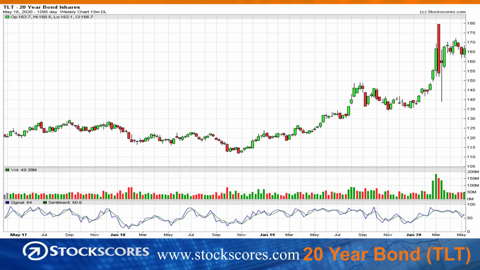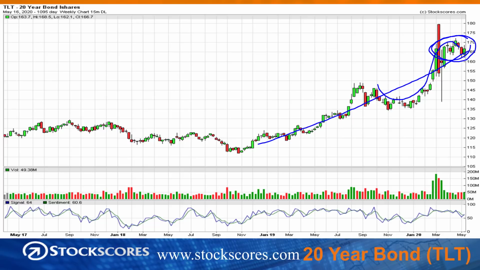Interest rates. Here we have the Treasury bond ETF, the 20-year bond iShares. I like to use this as a proxy for interest rates. If this is going up, interest rates are going down. You can see that there is generally an upward trend with lots of volatility, and we're now kind of in that sideways range as well.